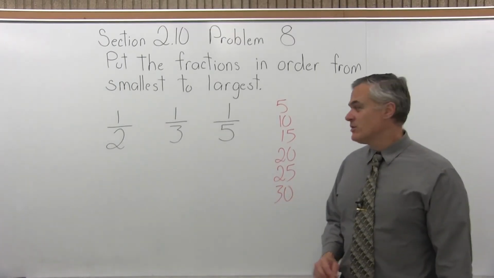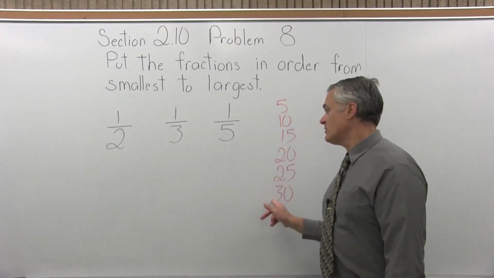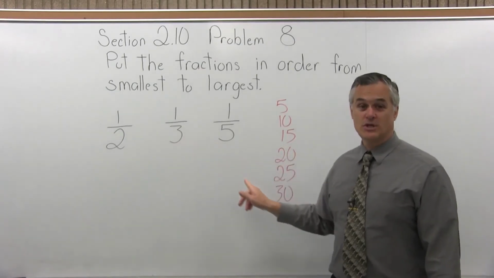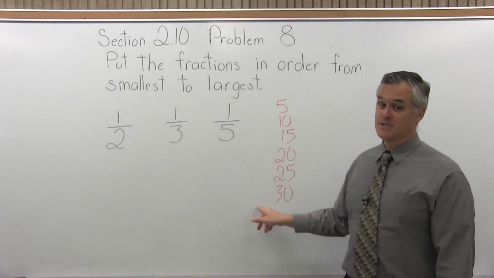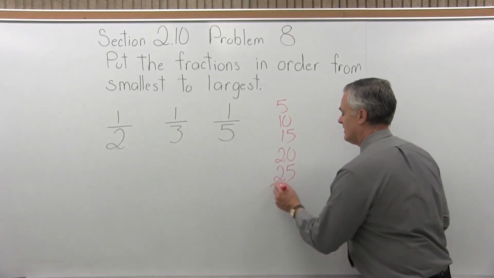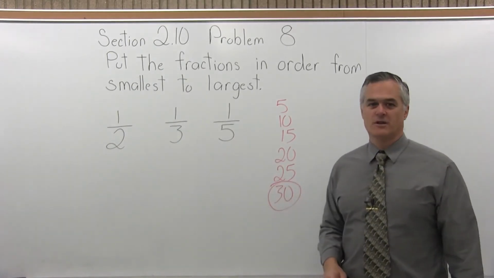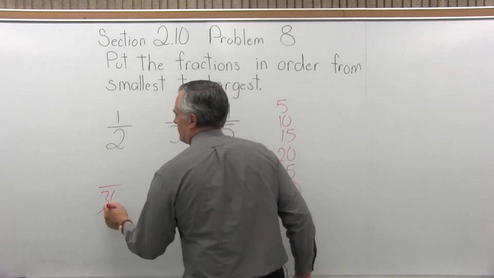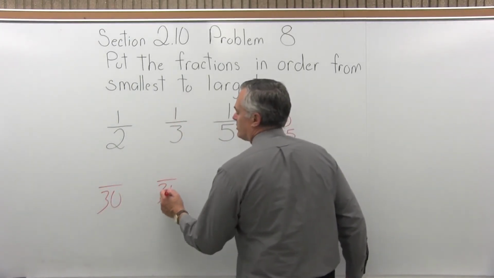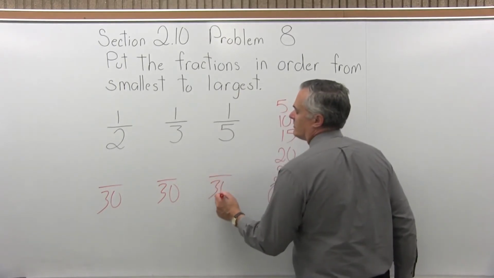They'll all divide into 30 evenly. 2 goes into 30 evenly, right? 2 times 15. 3 goes into 30 evenly, 3 times 10. 5 goes into 30 evenly, 5 times 6. So 30 is my best choice for common denominator. So 1/2 is something over 30. 1/3 will be something over 30. 1/5 will be something over 30.